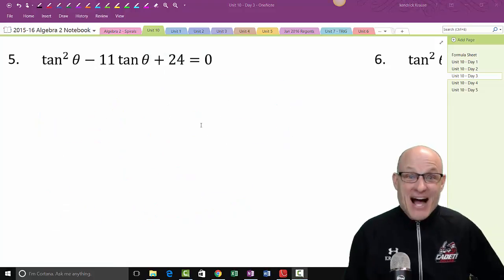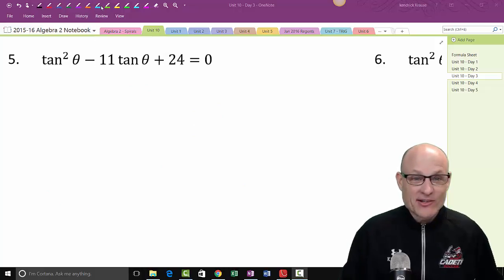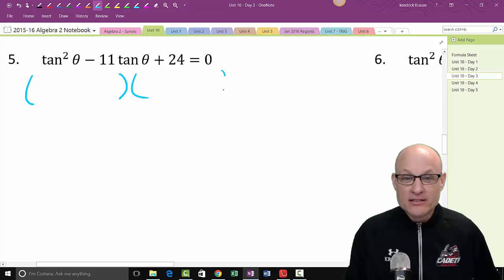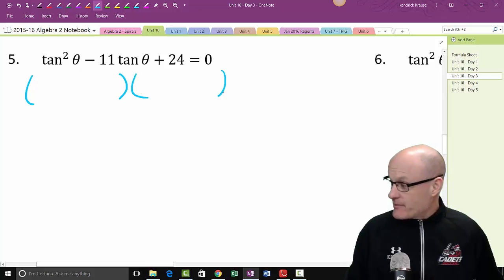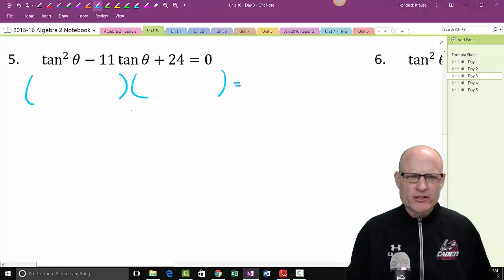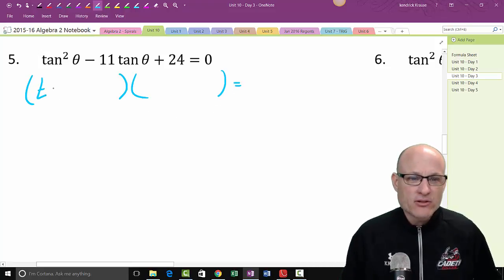Factoring time! It's time. Oh my God. I don't know why. I just get so excited when I get to factor. It makes me happy. Factoring makes me happy. I am not a nerd. Leave me alone. You guys are mean. I'm not a nerd. I'm just a happy math teacher.